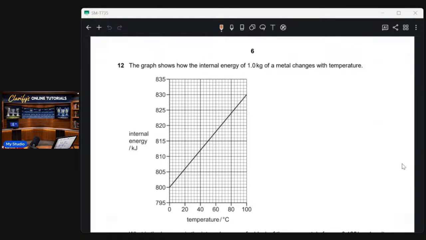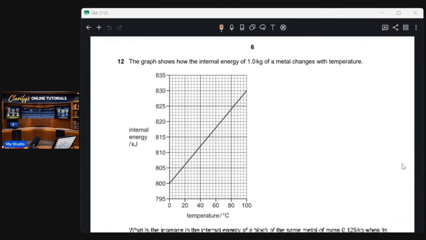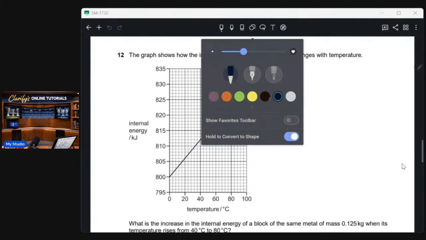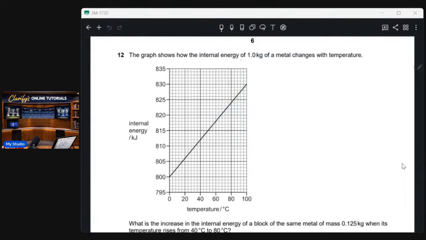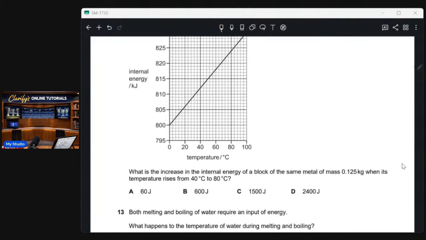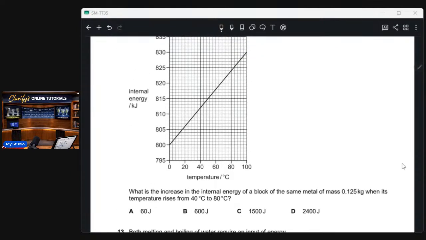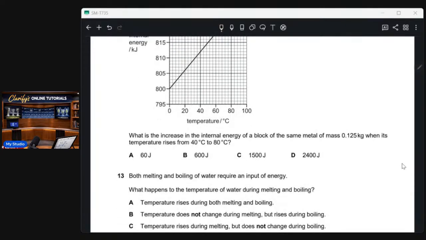It's time for us to look at chemistry a bit. But I'm going to do this as the last question, and then I'm going to continue on with this. The graph shows the internal energy, right? How it changes with temperature. Okay. So the internal energy increases as temperature increases. No problem.